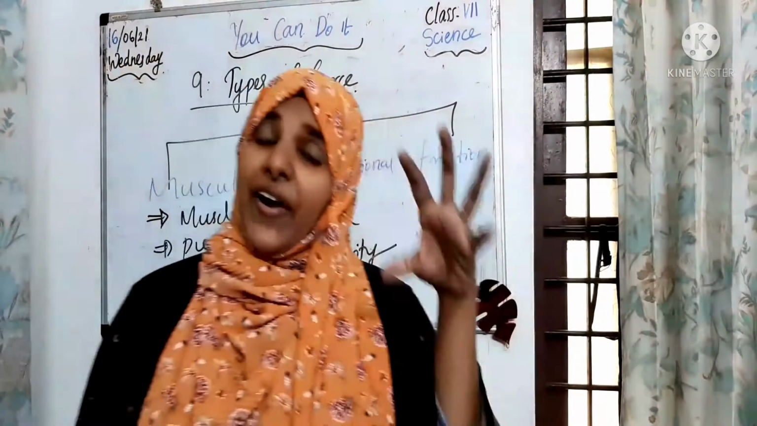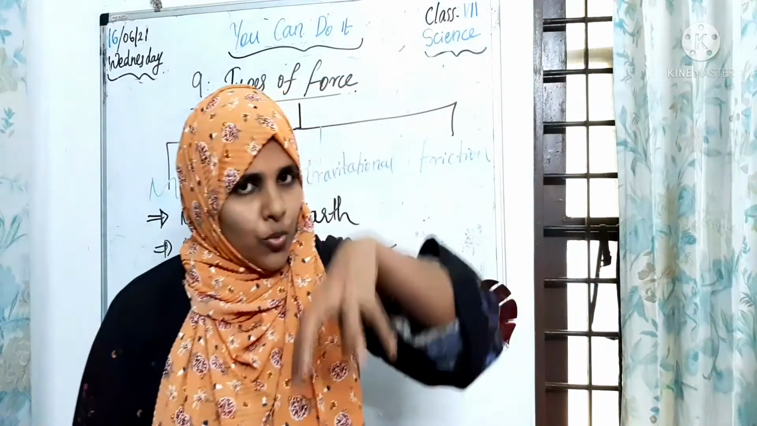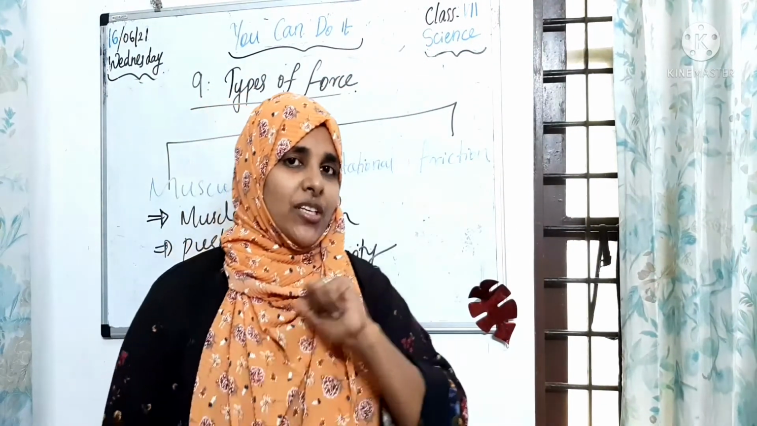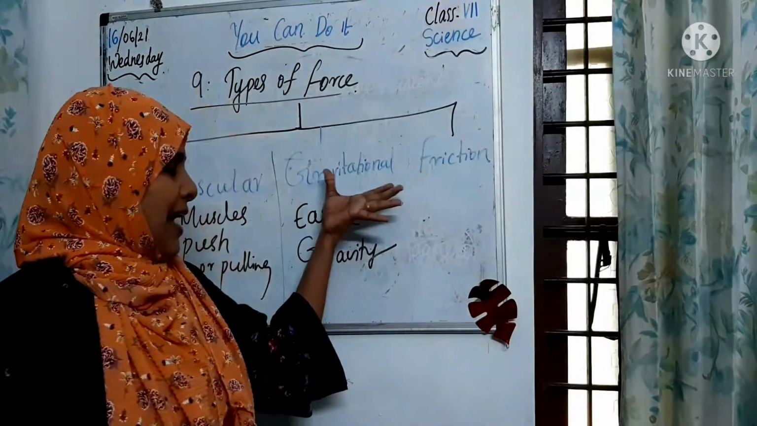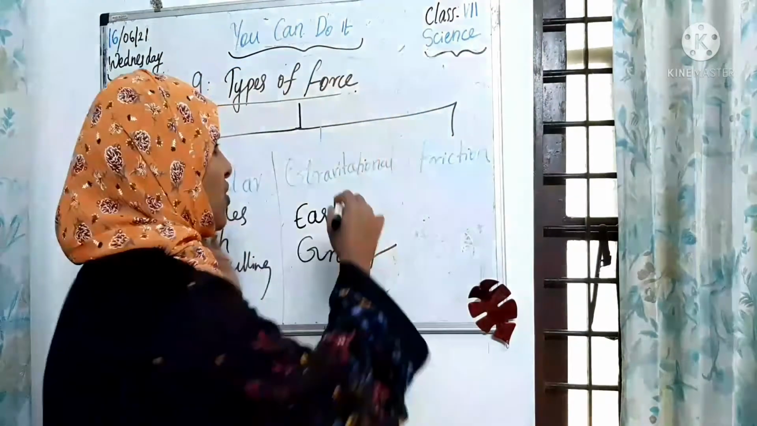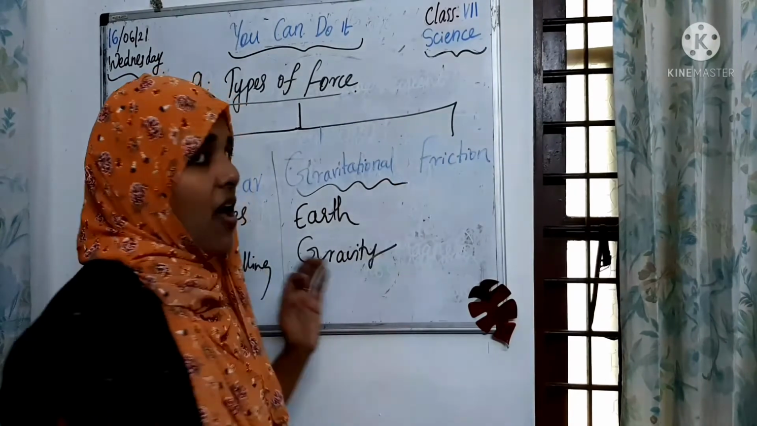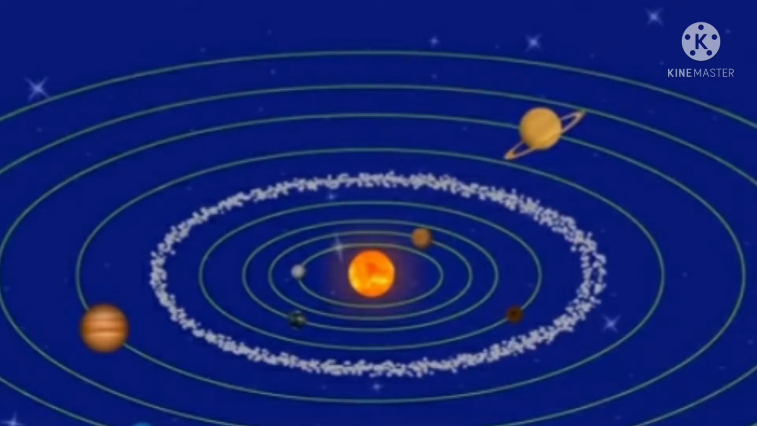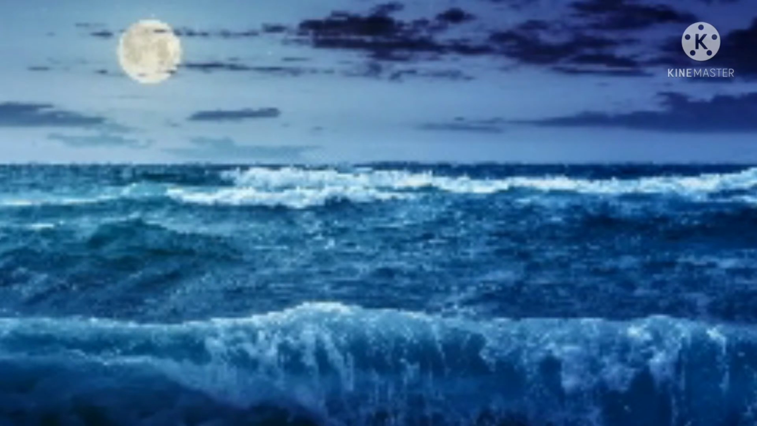Gravity pulls the object downwards towards the center of the earth. Actually, it is the attractive force of our earth that we can call a gravitational force. For example, the sun's gravity helps earth and the other planets to revolve around the sun in their own orbits. And gravity is needed for the formation of tides in the sea.